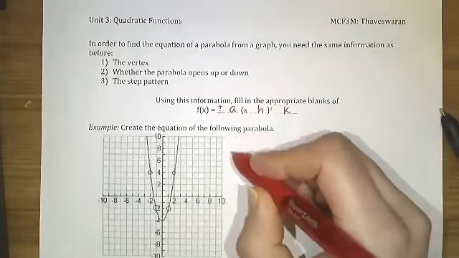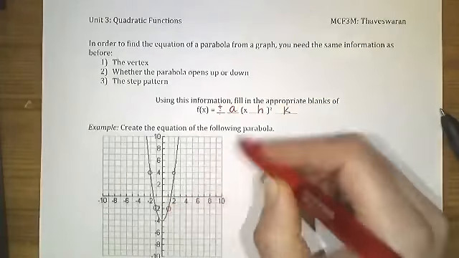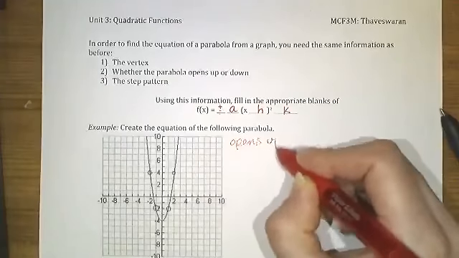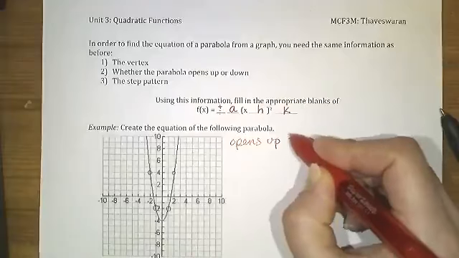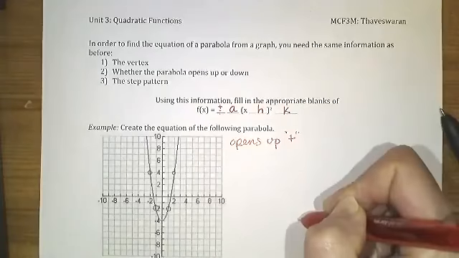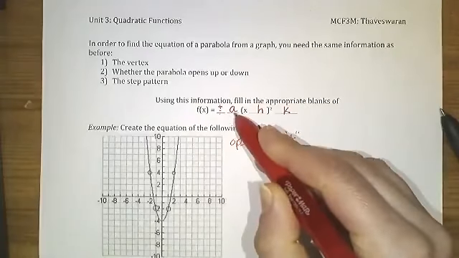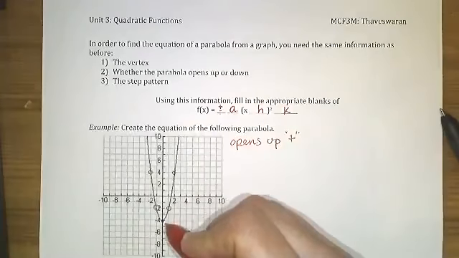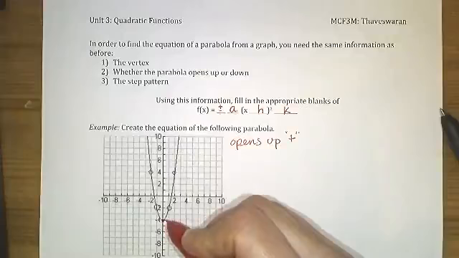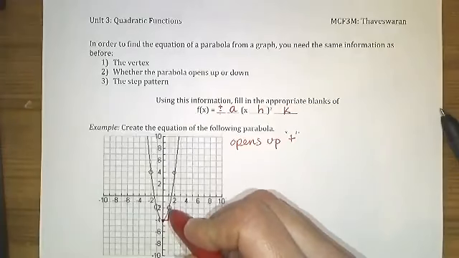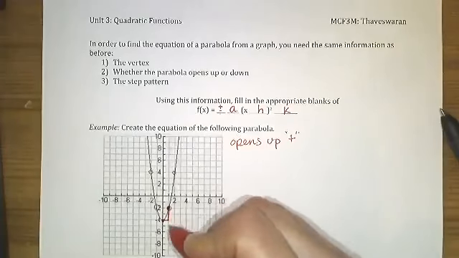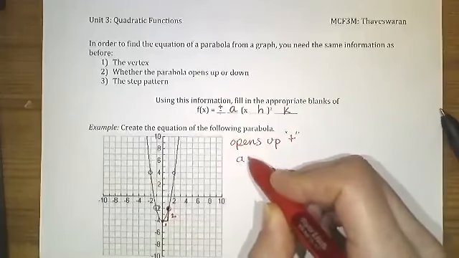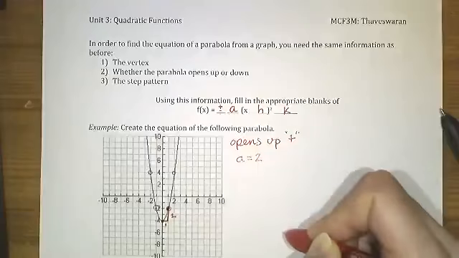So we'll start first. This parabola opens up, so we know we'll have a positive sign at the first of our equation. The next thing we need to look at is the A value. I come to where the vertex is, and remember to do the steps, we always go over one and then we go up until the graph crosses that grid mark. So we're going over 1 and up 2. That means my A value is equal to 2.